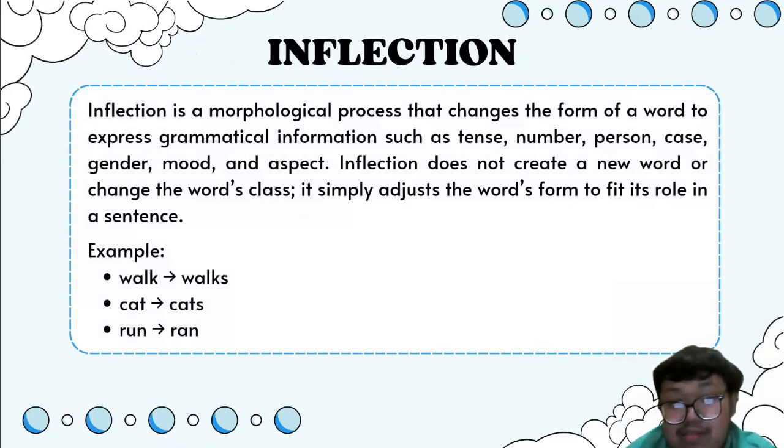Next, we have inflection. Inflection is a morphological process that changes the form of a word to express grammatical information such as tense, number, person, case, gender, mood, and aspect. Inflection does not create a new word or change the word class. It simply adjusts the word form to fit its role in a sentence. For example, walk becomes walks, cat becomes cats, run becomes ran.